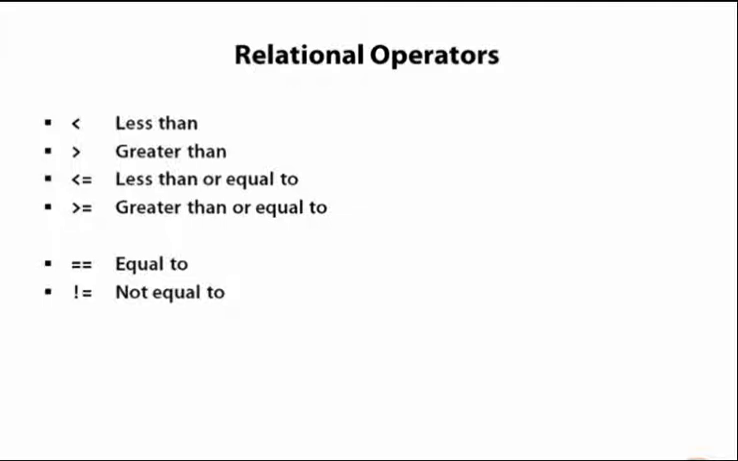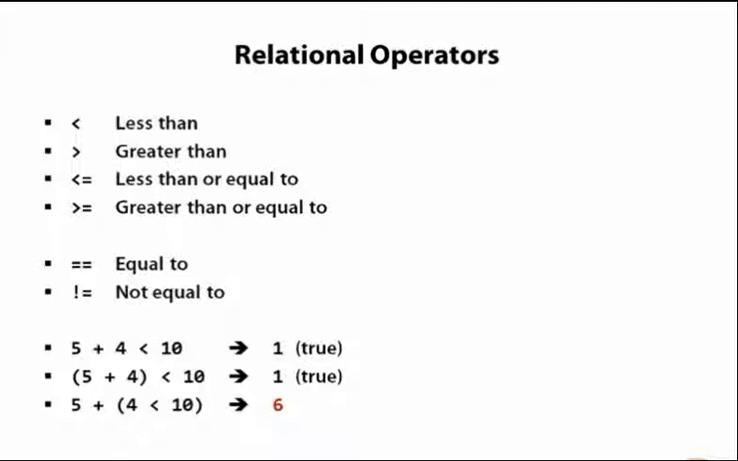It's also useful to keep in mind that relational operators have a lower precedence than the arithmetic operators I talked about previously. So 5 plus 4 is less than 10 is true. There is no need to be explicit, but you can if you want. This is, however, not the same as giving precedence to the relational operator. In this case, 4 is less than 10 is interpreted as 1, which is then added with 5, producing 6.